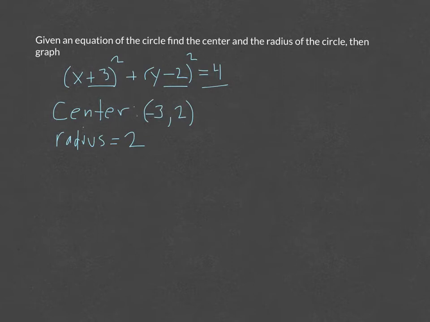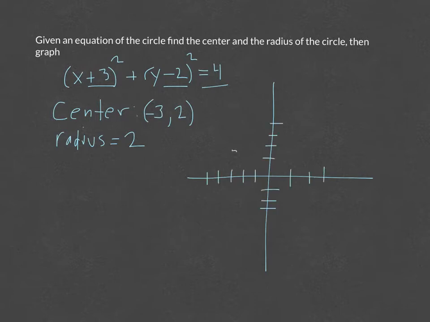After you have the center and the radius, now we can graph. So let's plot the center, which is (negative 3, positive 2). And then we're going to go up 2, to the right 2, to the left 2, and down 2. And then we're just going to connect those points and we have our circle.